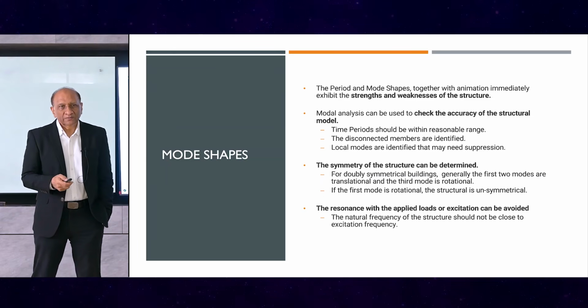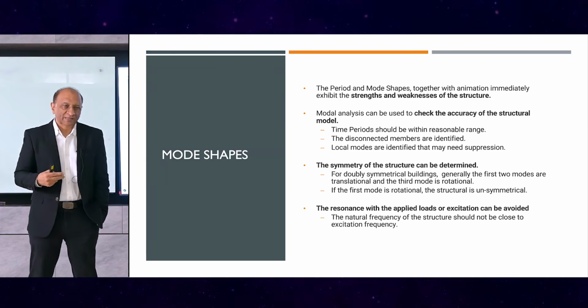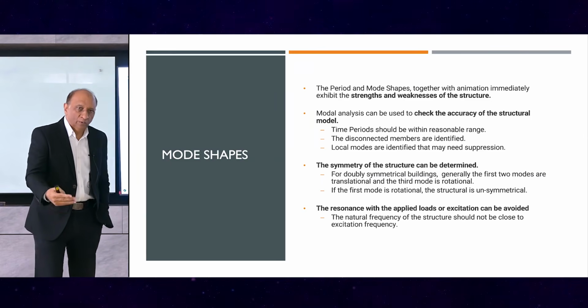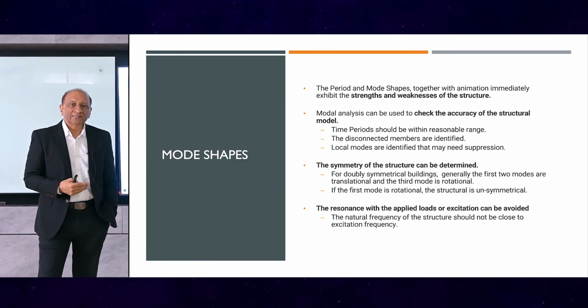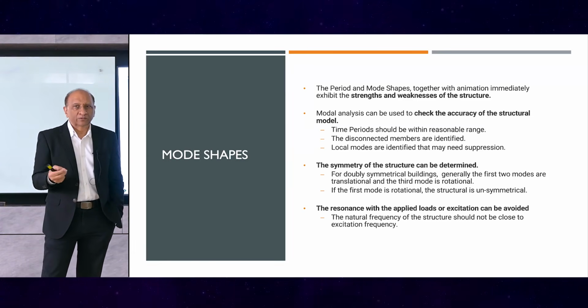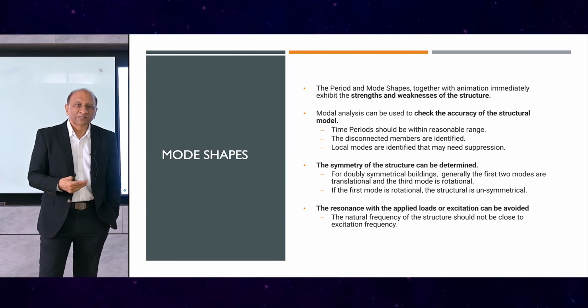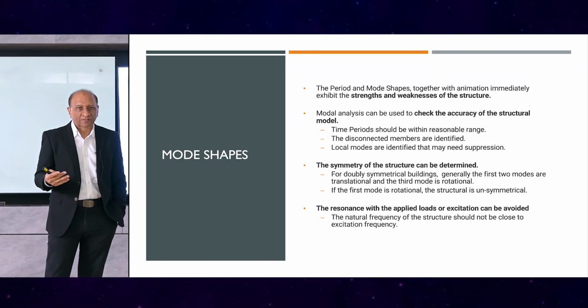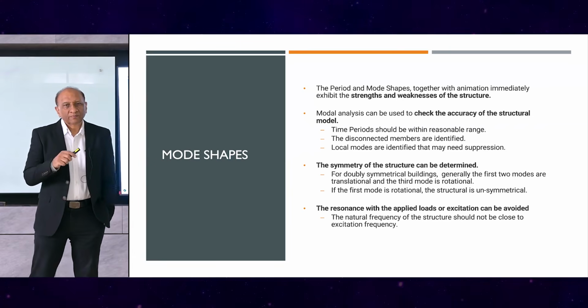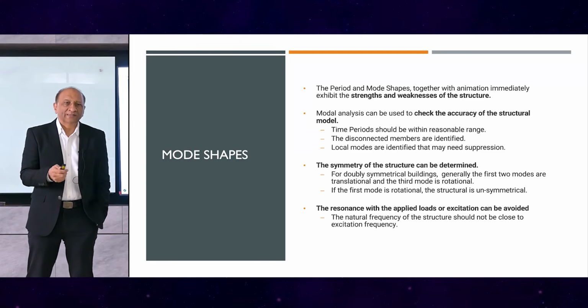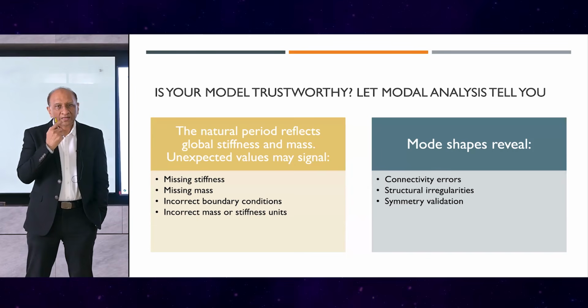So mode shapes, to me, are fundamental to understanding the structure. Of course, the natural frequency number is one thing, but the mode shape gives us far more insight into the structure if we know how to read it. Just like doctors, if they know how to read an EKG or ECG, they can quickly see what's wrong with the patient. In the same way, we should be able to look at the mode shapes and see what's wrong with the structure, or whether it's good or not. We can detect symmetry, unsymmetry, local modes, so many things. So let's look into those one by one. First of all, is your model trustworthy?